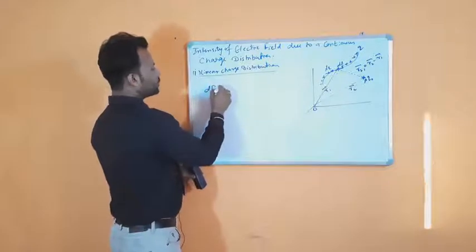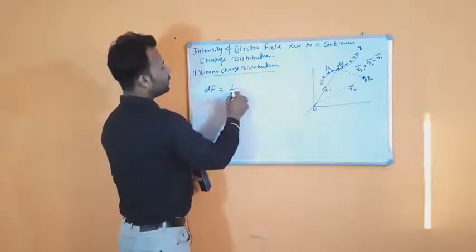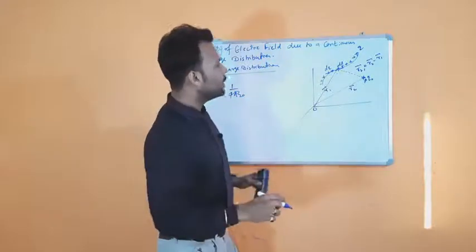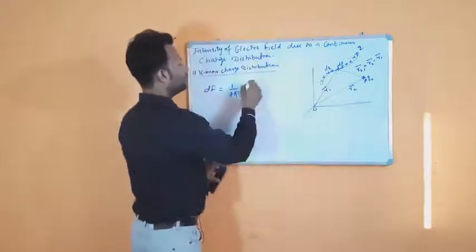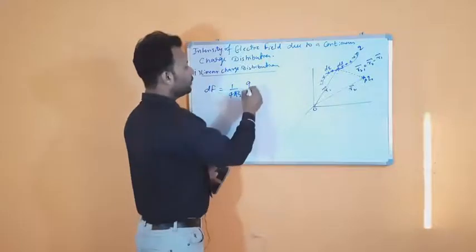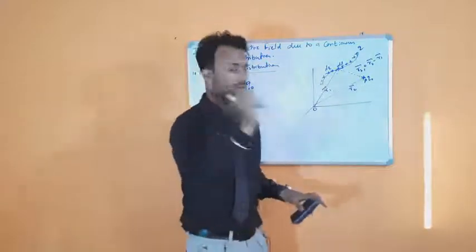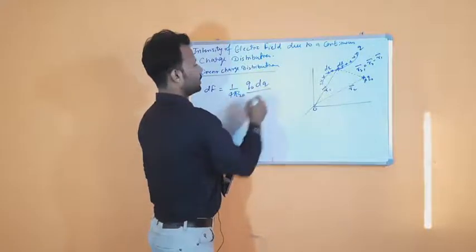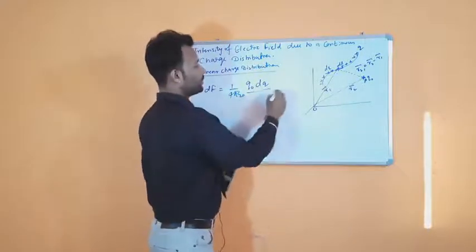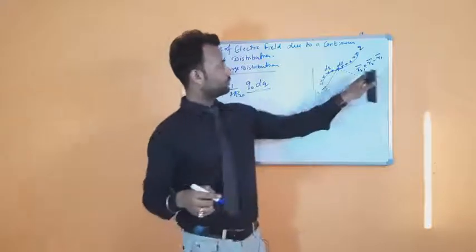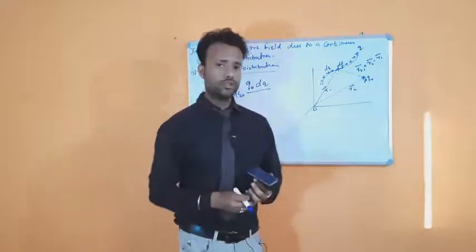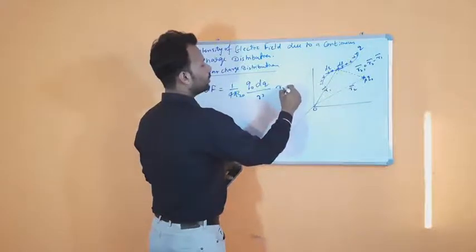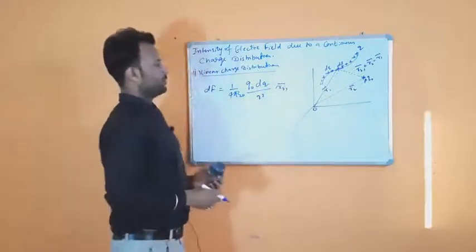The small force dF will be 1 upon 4 pi epsilon naught, then Q1 Q2 upon R square. Q1 is nothing but Q naught, and for Q2 we have taken a very small element having charge dq, upon R square. And in terms of the position vector, it will become R cube, R21 position vector, right?